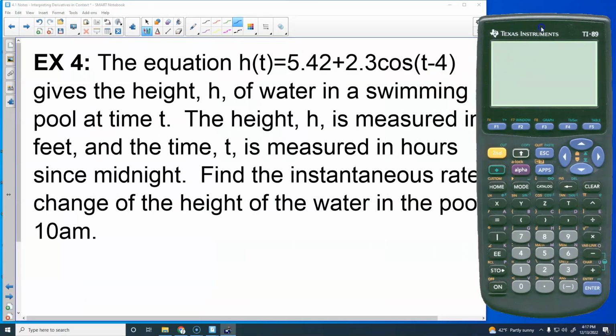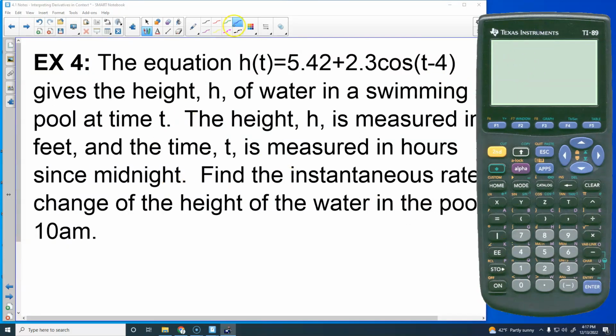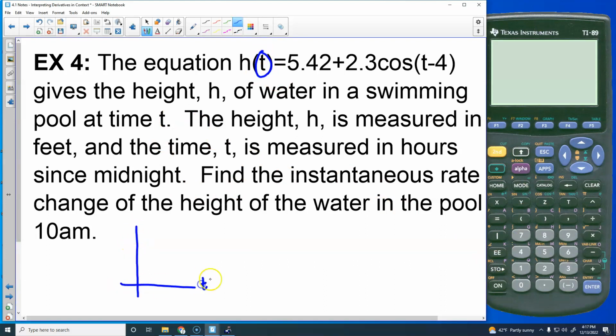So if we think about our function here, t is on the inside, so t goes on the x-axis. It tells us t is measured in hours, so we have hours on our x-axis. H of t, so h is our function, and the height h is measured in feet. So we have feet here. So for our graph of h, whatever it looks like, we're looking at feet and hours.